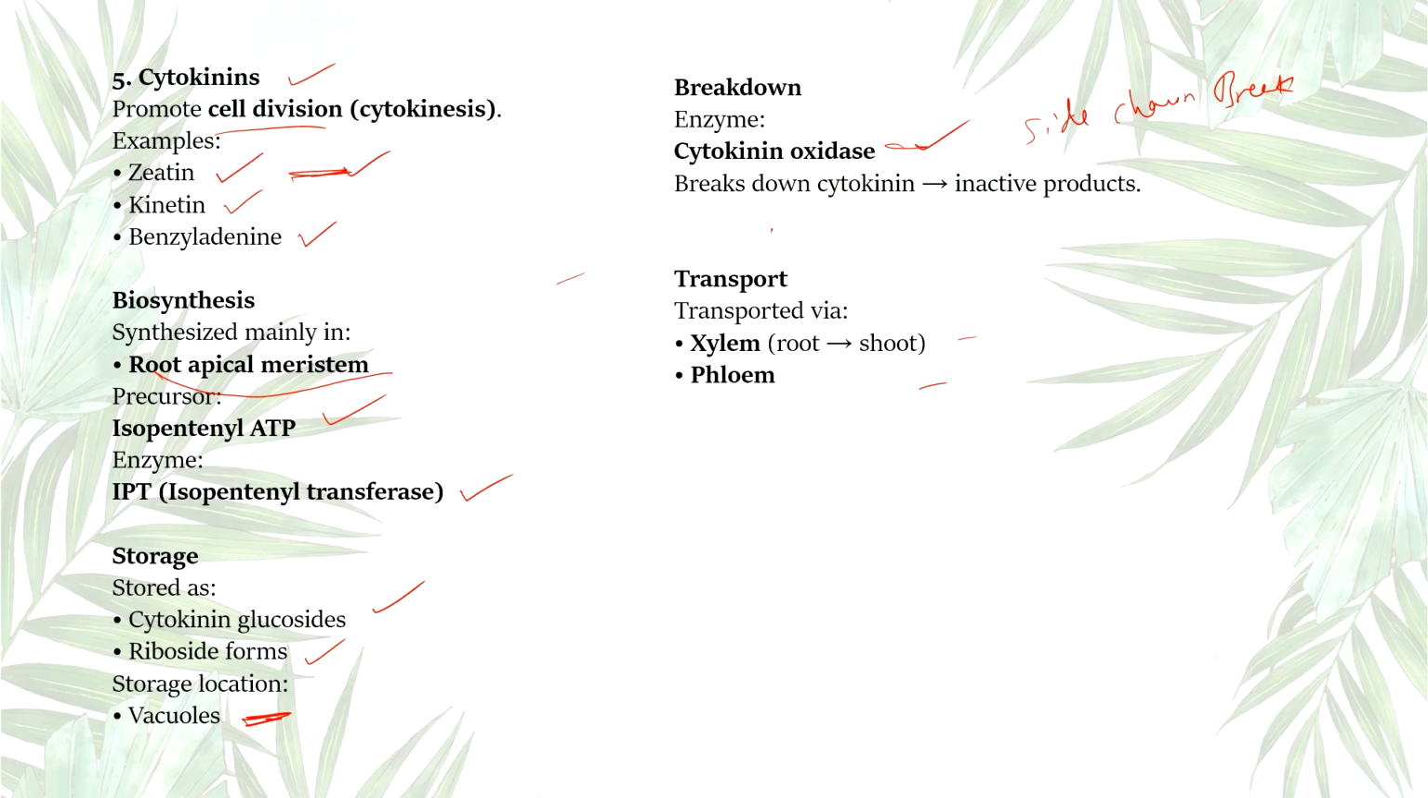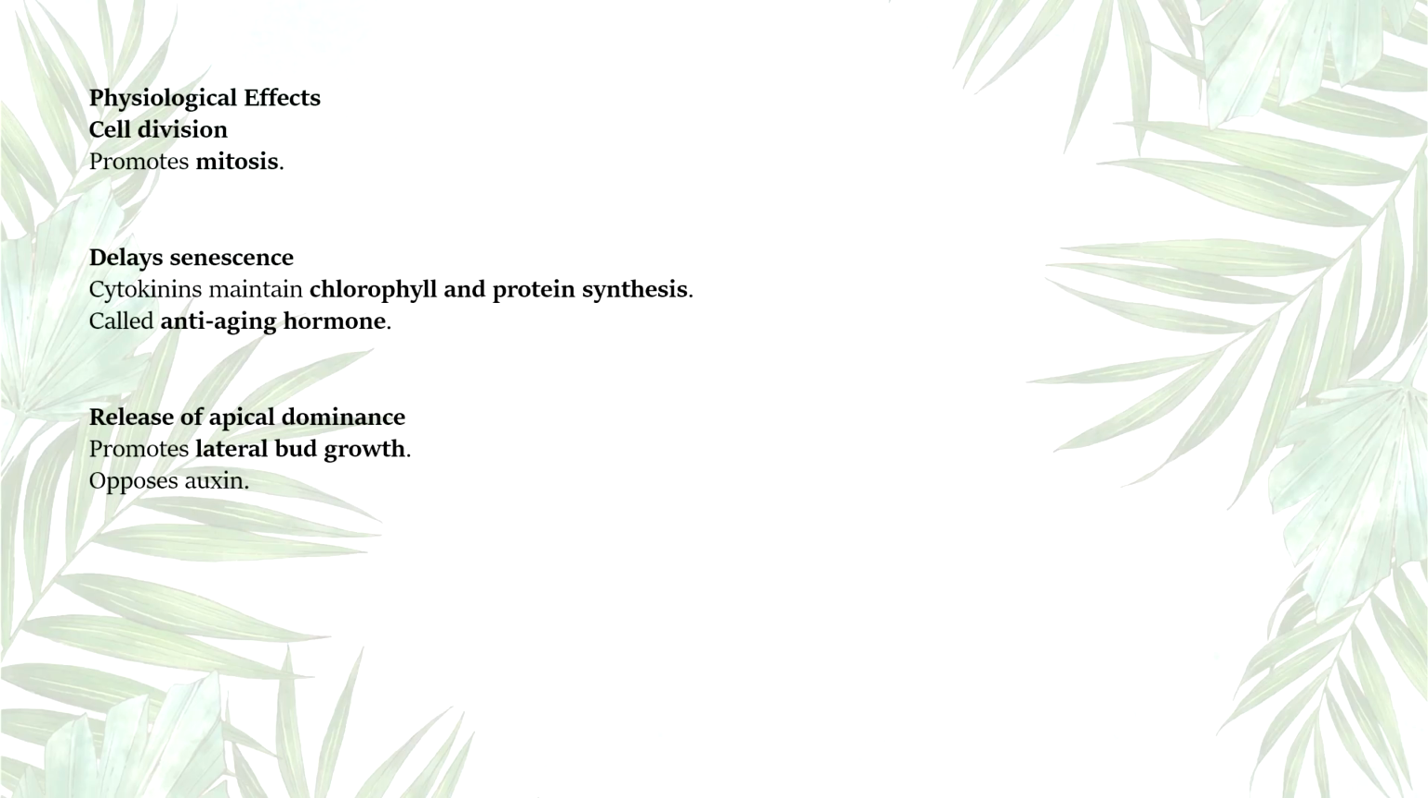Physiological effects of cytokinins. It promotes mitosis. So it is promoting cell division. It also delays leaf senescence. So leaves survive for more days. Okay. It also promotes the growth of lateral buds. Here cytokinin is working completely opposite to auxin.